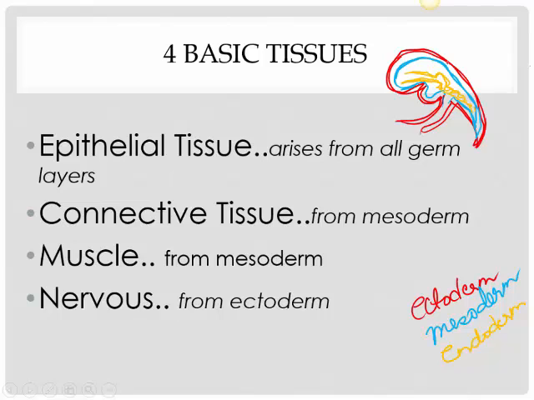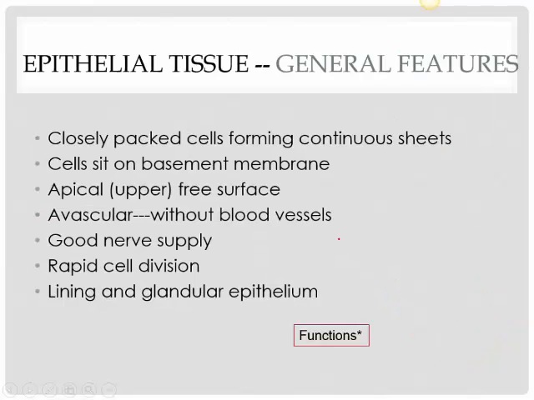Connective tissue arises from this middle layer, which is called mesoderm, as does muscle tissue. Nervous tissue arises from this outer layer. This outer layer actually kind of goes in and forms the brain and spinal cord and the nerves. So nervous tissue arises from ectoderm. Now let's look at each tissue.